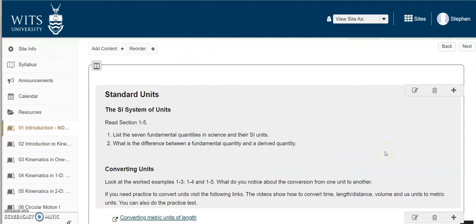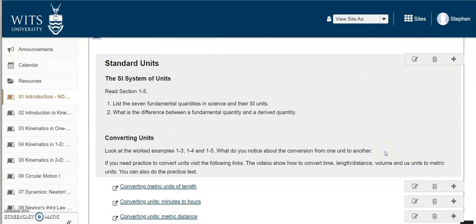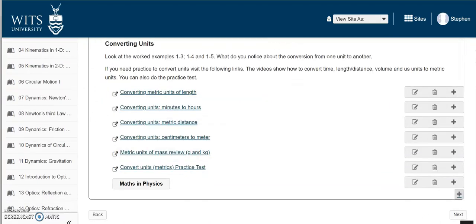Then we looked at the standard units, because having marked matric papers, one of the places where students lose marks is by forgetting units. So again, I gave them a number of videos to watch to explain the importance of using the correct units and so on.